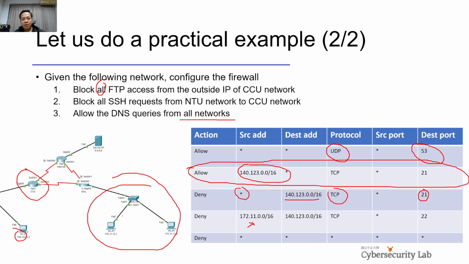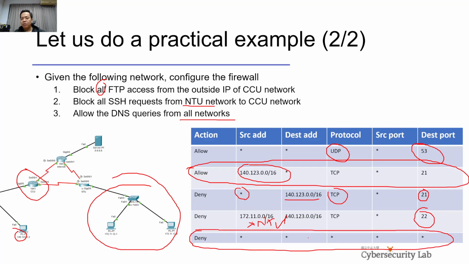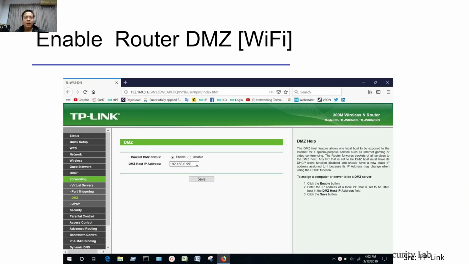So you can specify outside access coming from NTU, for example for SSH, right? Because this is a requirement from NTU. So you can specify the IP for NTU over here, and after that you can have a default rule: deny all. Okay, so this is an example of creating a firewall rule for specifying the requirement.